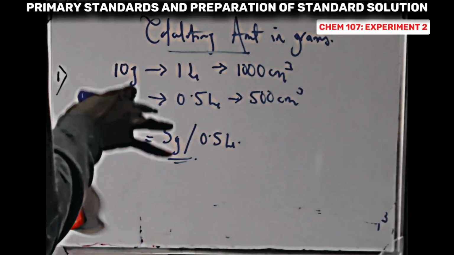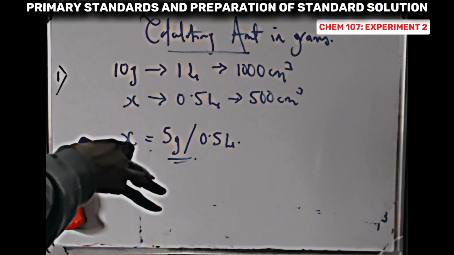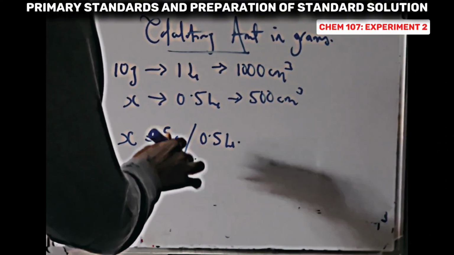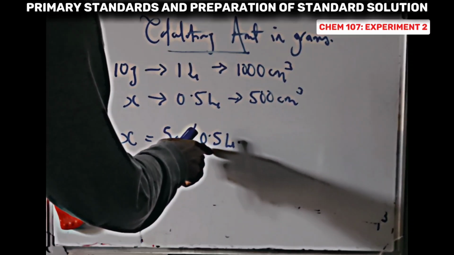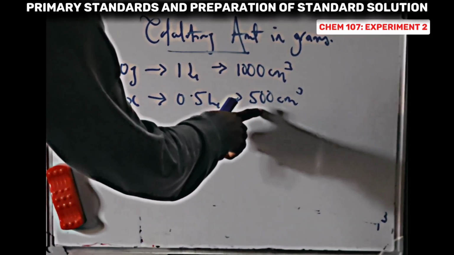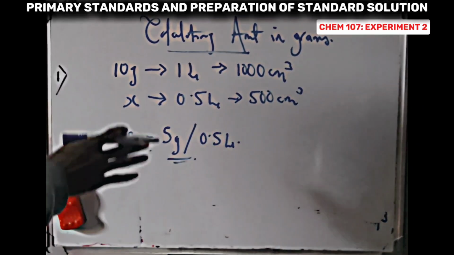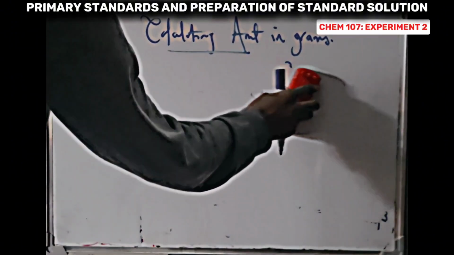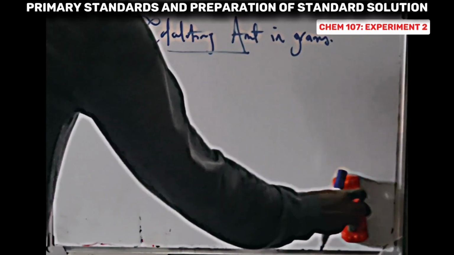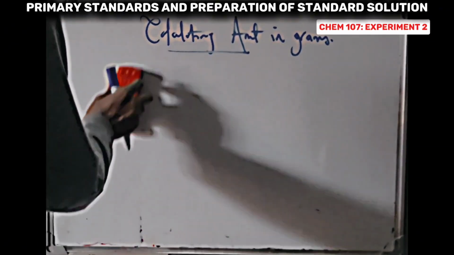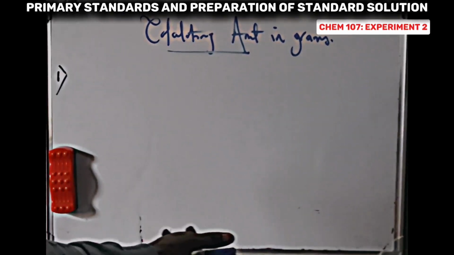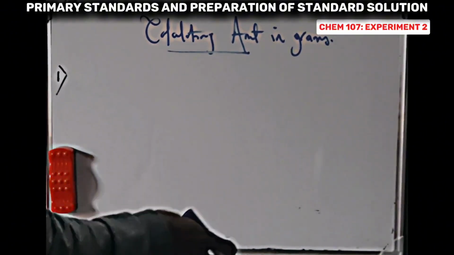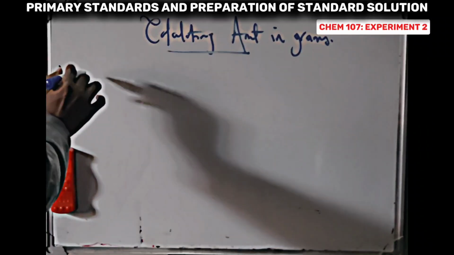So this is how you calculate using the first method. And what this means is 5 gram in 0.5 liters. It can also mean 5 gram in 500 cm cube. So the second method is just using the ratio. Remember what our question is: 0.5 liters of 0.25 molar sodium hydroxide. So for the second method, we're going to use a form of ratio.